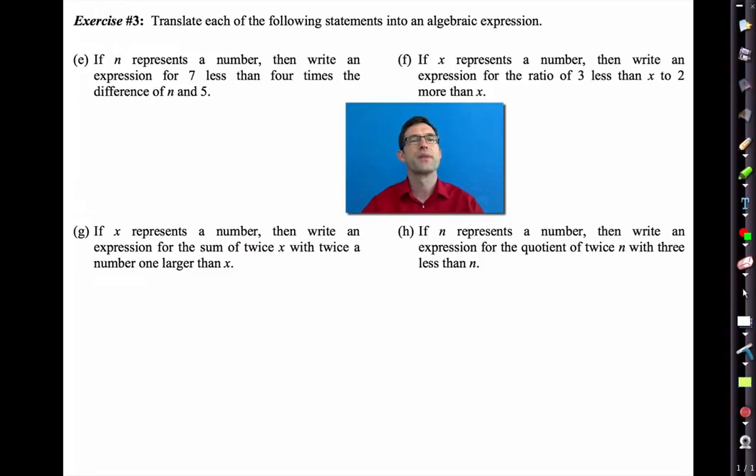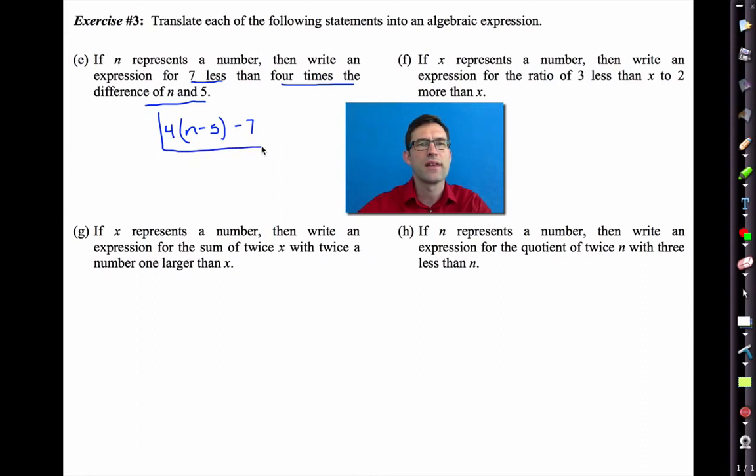All right, let's do it. Letter E. If n represents a number, then write an expression for 7 less than 4 times the difference of n and 5. So we're going to find the difference of n and 5. We're going to multiply it by 4, so that's 4 times the difference of n and 5. And then we're going to have 7 less. Wow, look at that. That is definitely tricky. 7 less than 4 times the difference of n and 5.